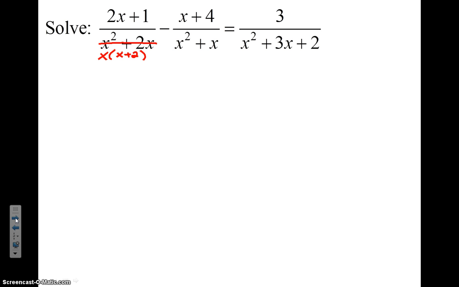Same thing in this next one, greatest common factor of x. If I take out x, that leaves me with x plus 1. Last one here, trying to factor that trinomial. It's going to be able to factor into two binomials, x plus 2 and x plus 1.